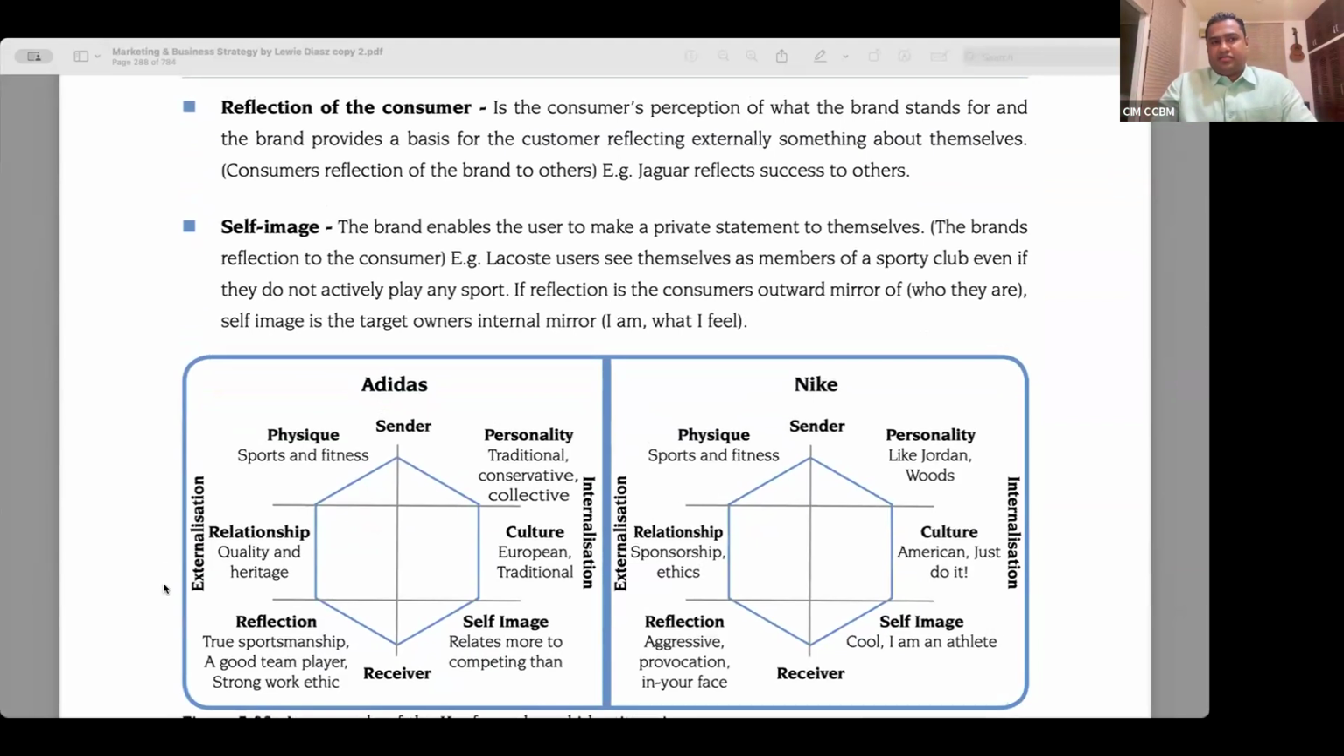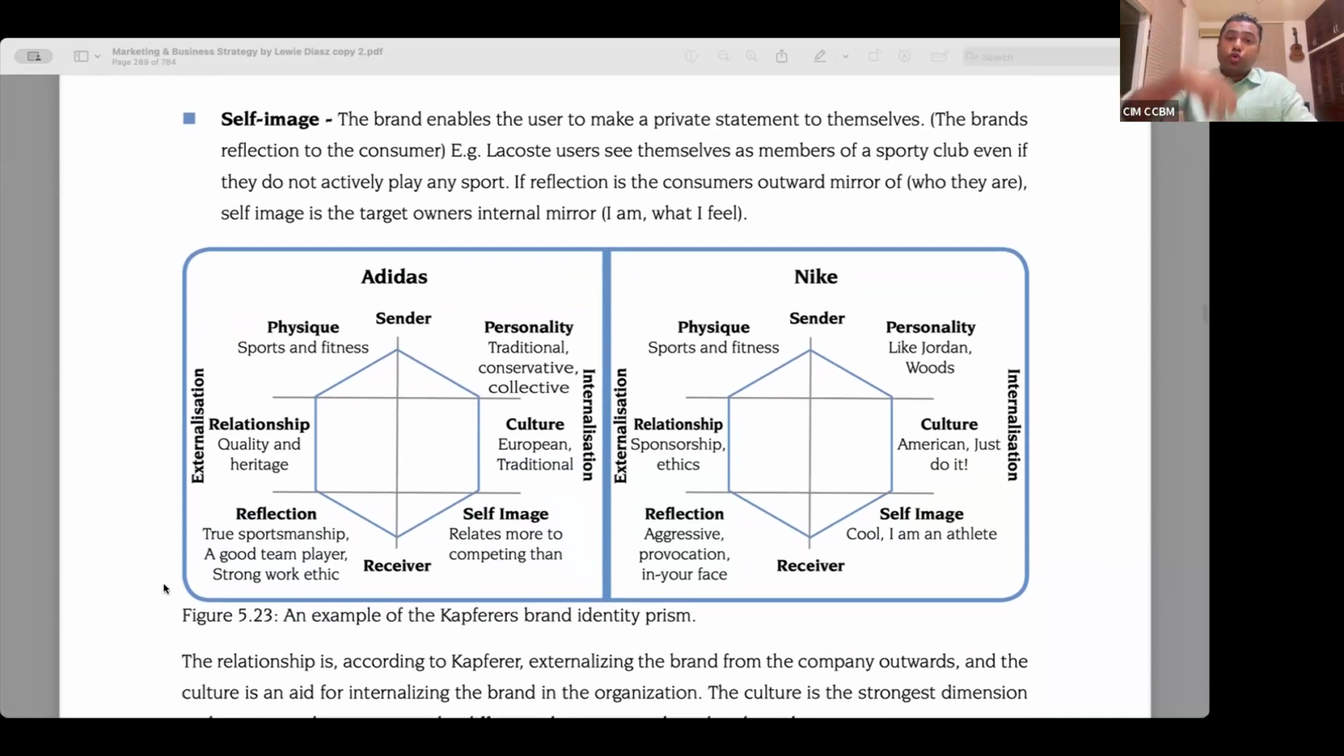The reflection of the consumer and the self-image. The reflection of the consumer is the consumer's perception of what the brand stands for and the brand provides. Example, Jaguar reflects success to others. So the reflection is what the brand stands for to others. But self-image is what the brand stands for to you. What is the private statement the brand is making to you?